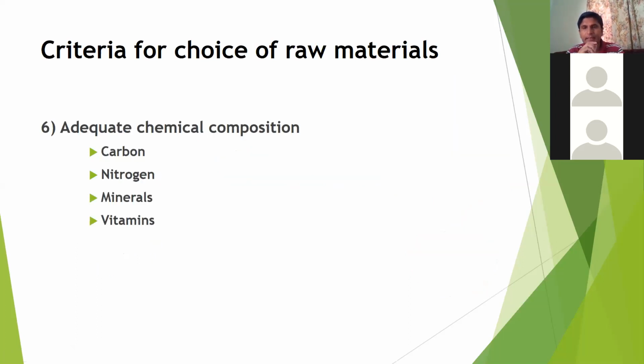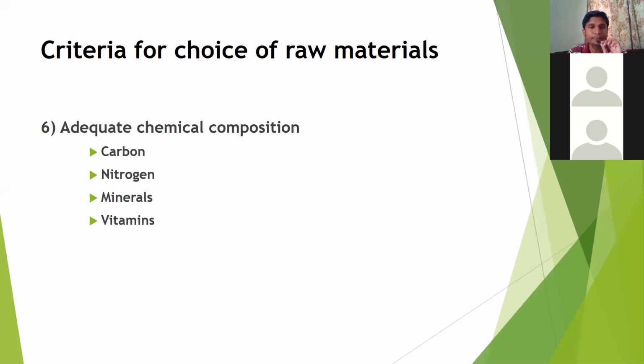Then at number 6, in the selection criteria of raw materials for large scale fermentations, there is adequate chemical composition. Raw material should have adequate chemical composition. Adequate chemical composition means it should have all nutritional requirements for the growth of the microorganisms. We already have a lecture on nutritional requirements of the microorganisms. You know that microorganisms need a carbon source, a nitrogen source, different minerals for their growth, then vitamins or growth factors. If a raw material fulfills these nutritional requirements of the industrial fermentation, then it is said to be a good raw material.